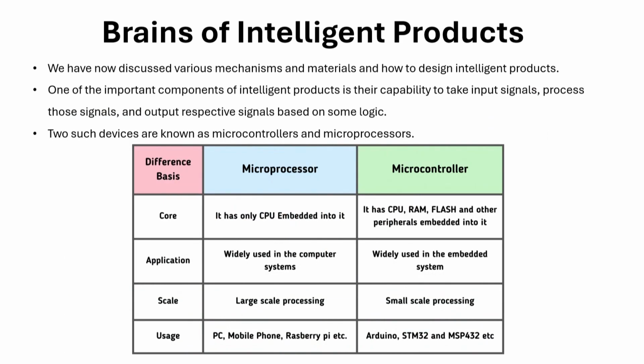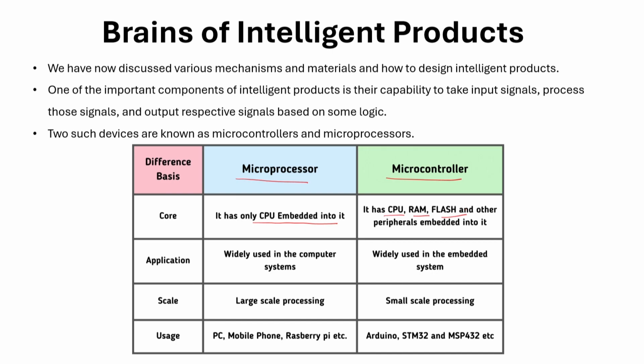So, what is this brain of an intelligent product? Well, if you look at it, there are two different types of elements we can use. One is called a microprocessor, another is called a microcontroller. Each one of them has its own regime where it will be effective. Okay? Suppose I am talking about the core, then in the core the microprocessor has a CPU embedded into it, something like you would see in every computer. Microcontroller on the other hand is more like a computer on its own, but in a much smaller version, which has CPU, RAM, flash and other peripherals all embedded into it.